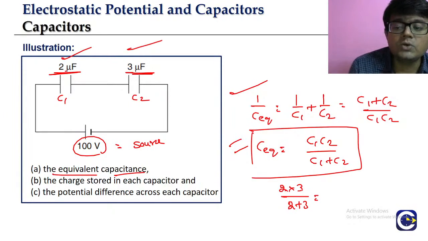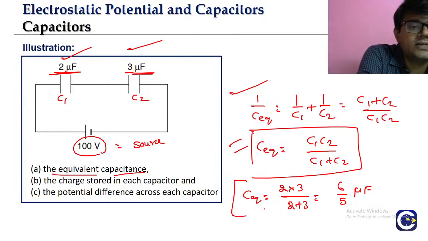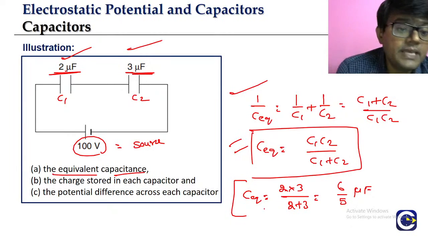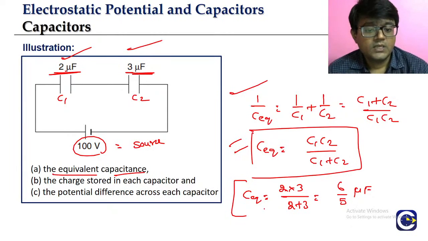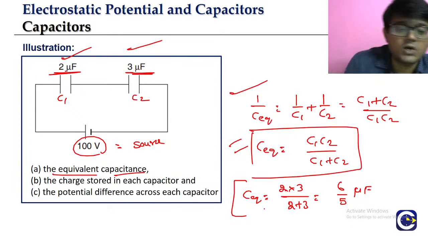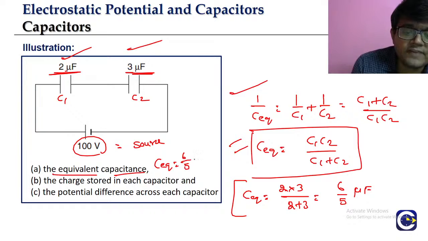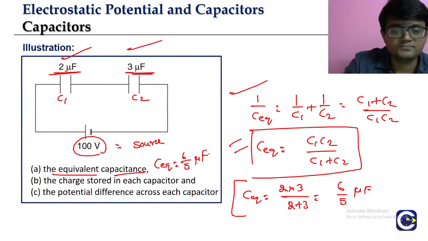What is it? 2 into 3 means what? 6. 6 by 5 microfarad. Yeah, C1, C2 both are in terms of what? Microfarad. So C equivalent also will be in microfarad. We should get it as what? So first answer, what is it? C equivalent value of 6 by 5 microfarad.